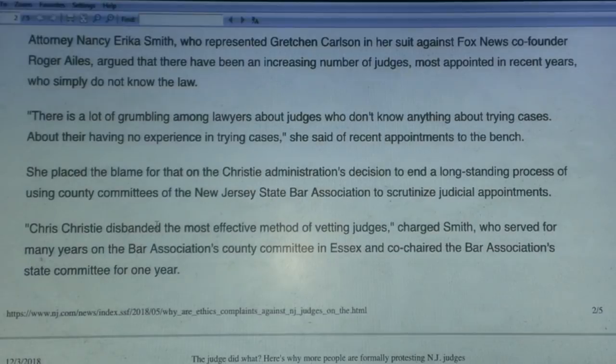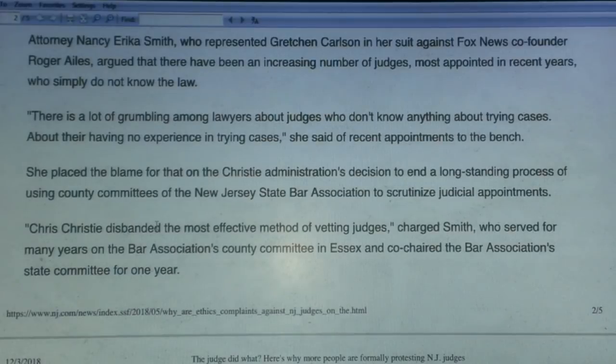And not only just that, we got a new criminal in there. That's a new attorney general. That's a new governor. That criminal too. He's a new criminal here in New Jersey. He's doing the same thing. He's operating under slavery too. So he's no better, family. So it said Christie disbanded the most effective method of vetting judges.